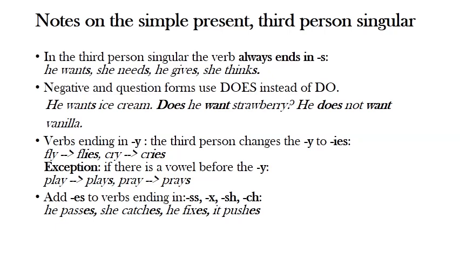Furthermore, for verbs ending in Y, in the third person the Y changes to IES. Some examples: fly changes to flies, cry changes to cries. There are some exceptions, of course. If there is a vowel before the Y, play becomes plays and pray becomes prays.